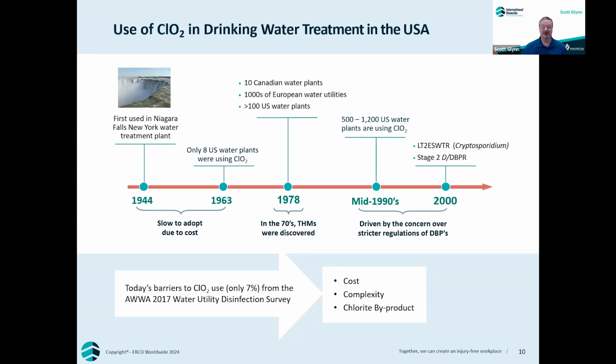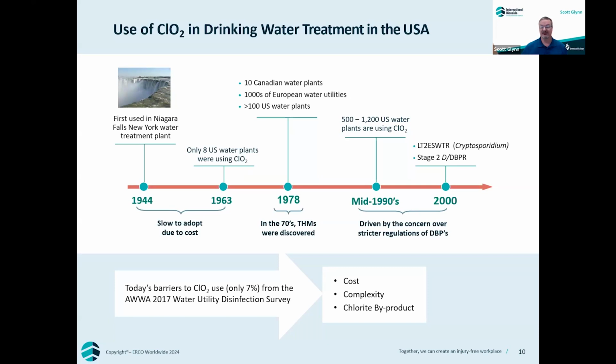Chlorine dioxide was first used in the US in 1944 in Niagara Falls, New York, for taste and odor issues. Use of chlorine dioxide had a slow growth over the next 30 or so years until the 1970s when trihalomethanes were discovered in drinking water. Health concerns related to those THMs resulted in an increase in the use of chlorine dioxide, with hundreds of water plants using it by the 1990s. Due to regulatory pressures in the 1990s and 2000s around the disinfection byproducts related to chlorination, the use of chlorine dioxide increased to over 1,000 facilities in the US and even more globally.